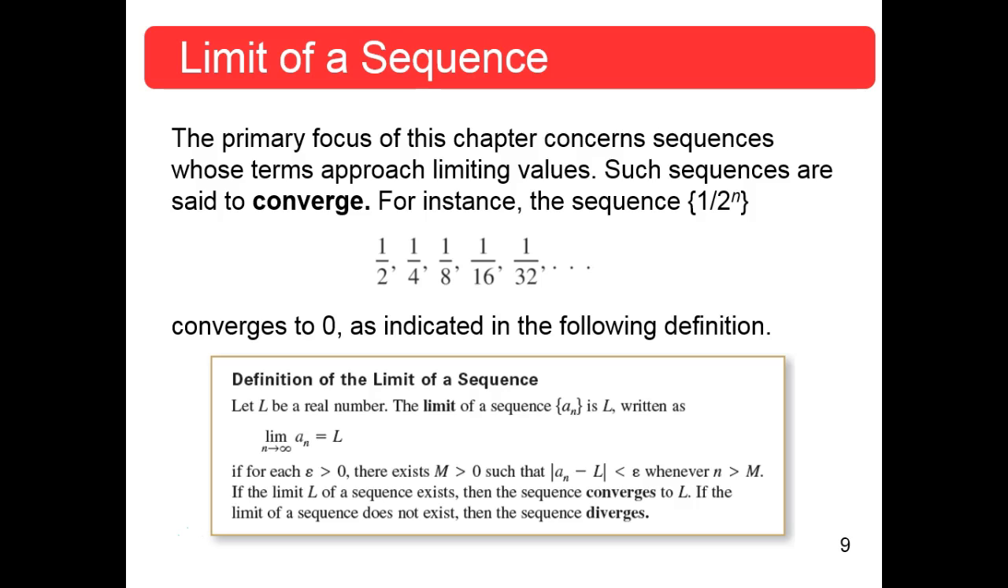If the limit L of the sequence exists, then the sequence converges to that L. If the limit of a sequence does not exist, then the sequence diverges. Okay. Now, don't pay too much attention to my hand. I said diverges. It doesn't always mean diverging like this. It may be like this in divergence. It doesn't have to be getting further apart. It just cannot be converging.